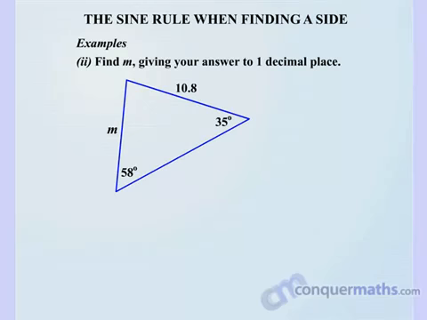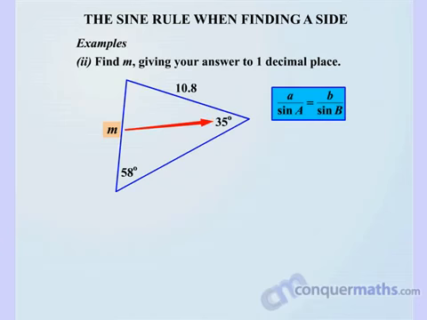Let's do a second example here. We need to find m, giving your answer to one decimal place. There's our sine rule. First step, there's m. Need to identify what it's matching up with. Directly across, 35 degrees. So there's your match up. The other side, 10.8, matching up with the 58 degrees. So when you do your work, I'll get you to draw those arrows in to work out what matches with what. Very important. So the m matches up with the 35 degrees, so we write m over sine 35 degrees. And the 10.8 matching up with the 58 degrees, so it equals 10.8 over sine 58 degrees.